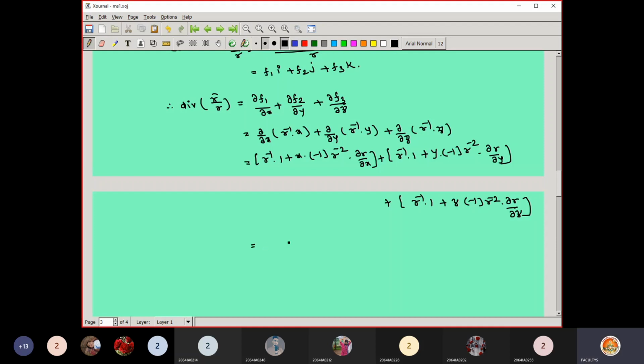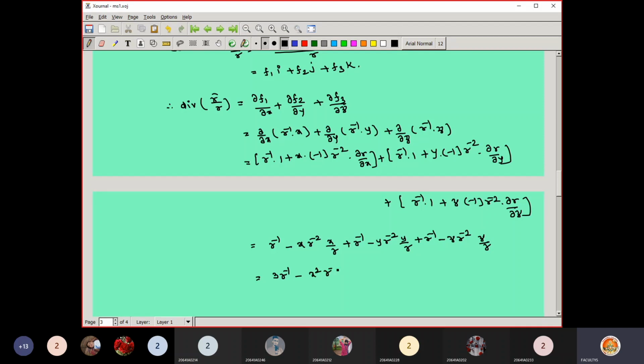So do the simplification of this. Here r power minus 1, and that becomes minus x into r power minus 2. Dou r by dou x I am directly writing as x by r, plus r power minus 1 minus y r power minus 2. Dou r by dou y is nothing but y by r, plus r power minus 1 minus z r power minus 2. Dou r by dou z is z by r. So r power minus 1 appears 3 times, so 3 r power minus 1, and directly minus this becomes x square.